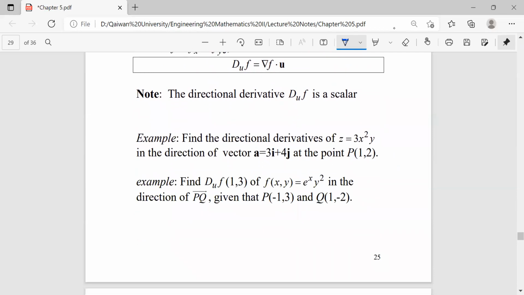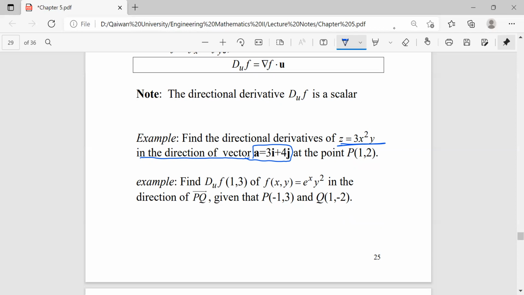We now have two examples. It says find the directional derivative of z. Z is a function of xy, in the direction of the vector. Here we are given only a vector. It's not given that the vector is a unit vector. We must test whether it's a unit vector or not. If it's not a unit vector, we must find the unit vector from this given vector.